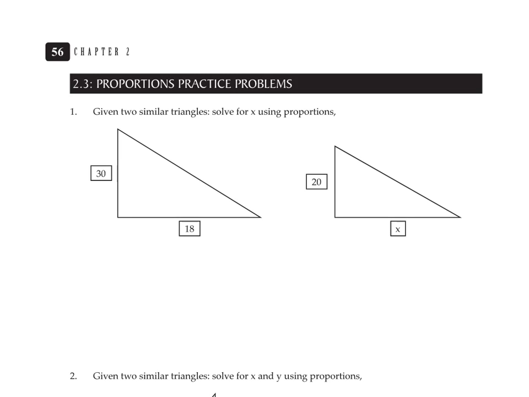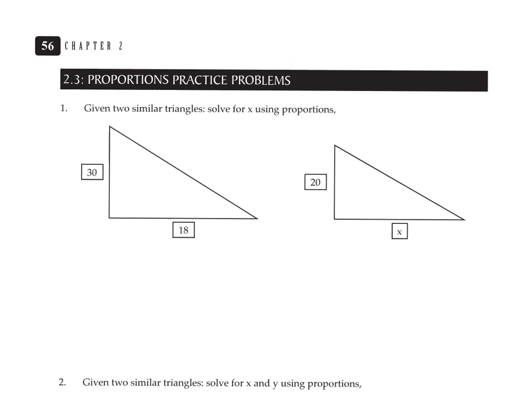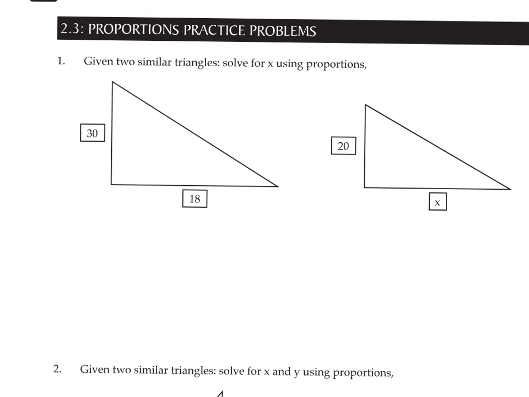Okay, so we're going to do some extra practice for section 2.3, proportions. Starting with the two similar triangles here. And again, remember that similar means they have the same shape. Their angles are equal. They just have different sizes. We're going to solve for x using proportions.